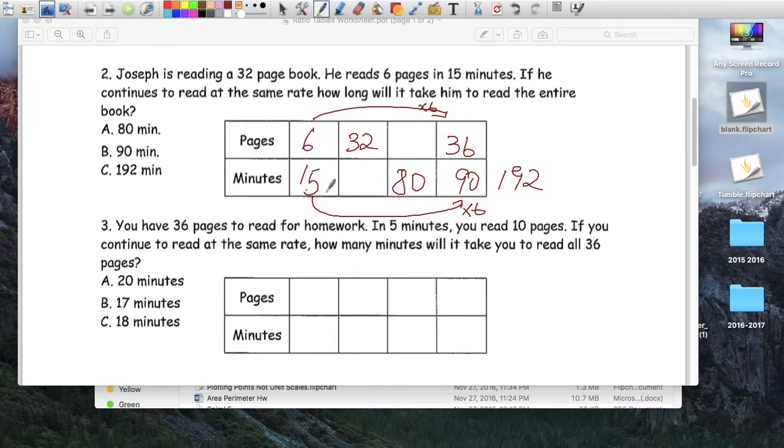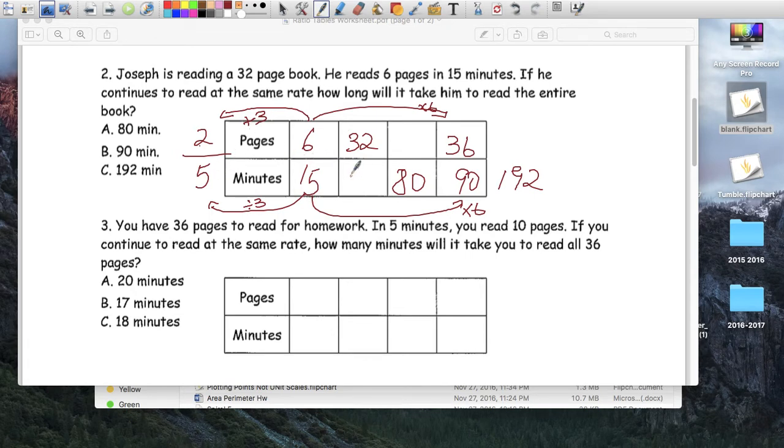Is there a relationship with 80? No. But here, tricky, I know there's no box, but I'm going to go one lower. I'm going to divide top and bottom by 3. 6 divided by 3 is 2, and 15 divided by 3 is 5. Now I have 2/5. Now I can use this for the 32: 2 times 16 is 32, and 5 times 16 is 80.